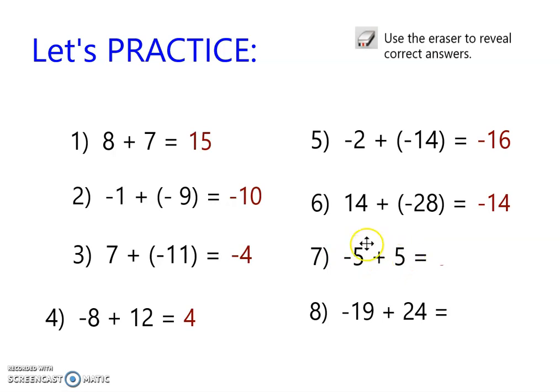Negative 5 plus 5, we're going to subtract because it's two different signs, and 5 minus 5 is 0, so there's no positive or negative for that. Negative 19 plus 24, two different signs, so I'm going to subtract, and then which sign am I going to keep? The negative or the positive? Positive because 24 is bigger, so positive 5.